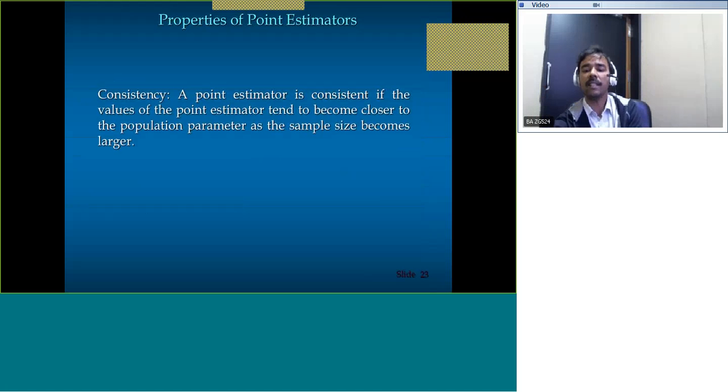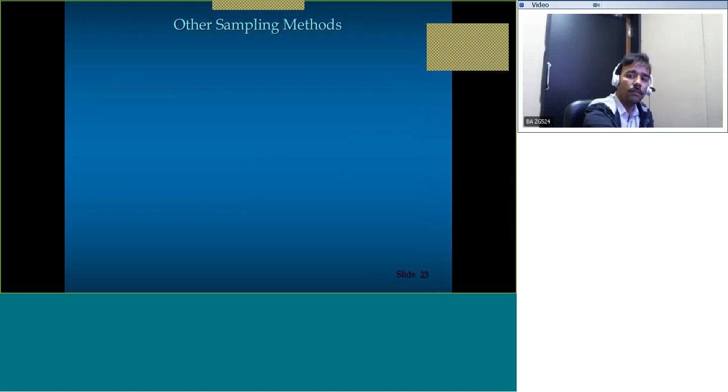A point estimator is consistent if the value of the point estimator is very close to the parameter when the sample size is very large. As n goes to infinity, the difference between the sample statistic and the population parameter will be zero. Yeah. I'll stop here and I'll come back in a minute.